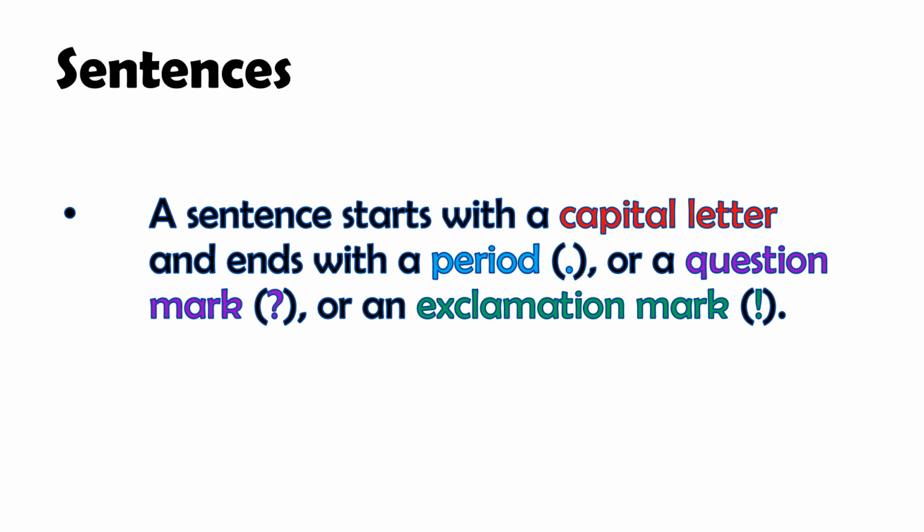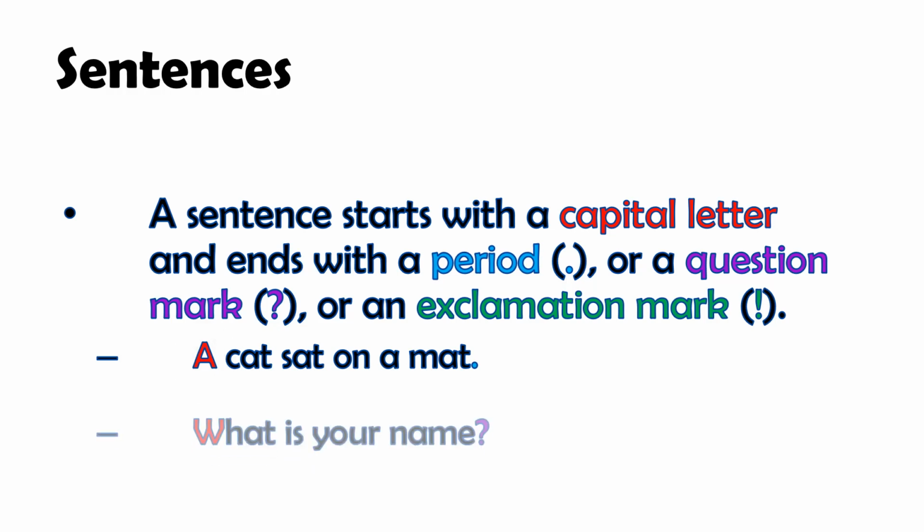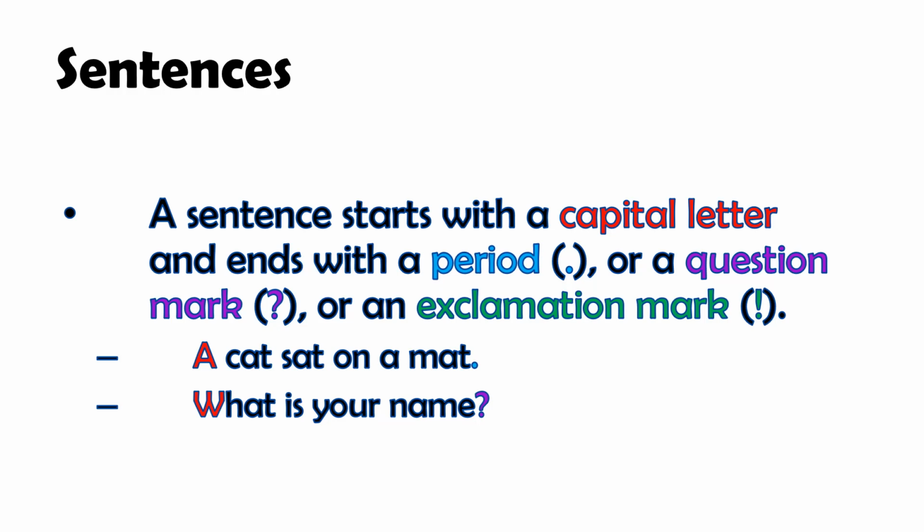A sentence starts with a capital letter and ends with a period or a question mark or an exclamation mark. A cat sat on a mat. This sentence starts with a capital A and ends with a period. What is your name? This sentence starts with a capital W and ends with a question mark. Have a great day. This sentence starts with the capital H and ends with an exclamation mark.